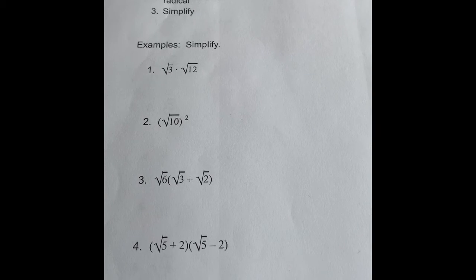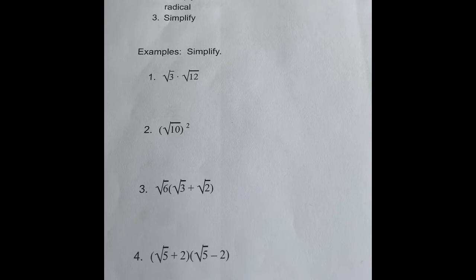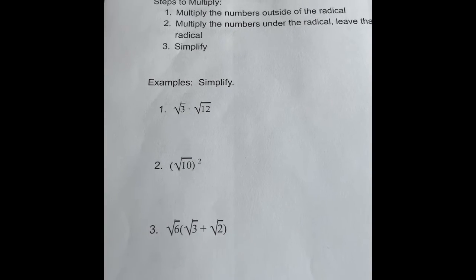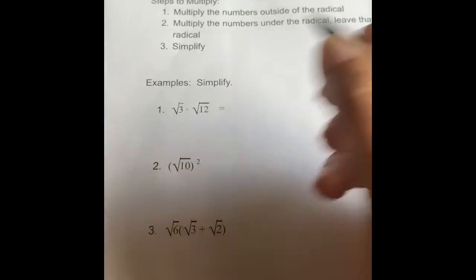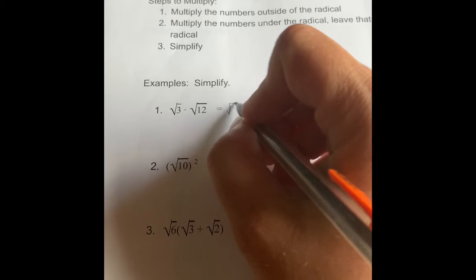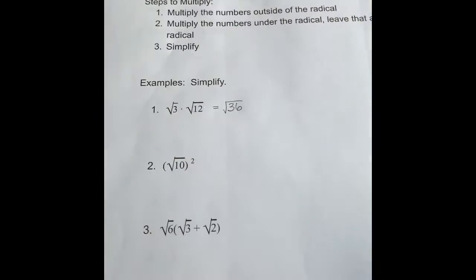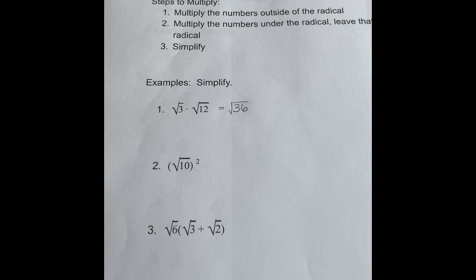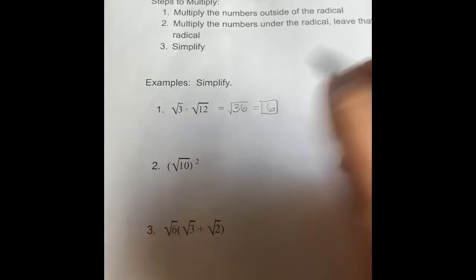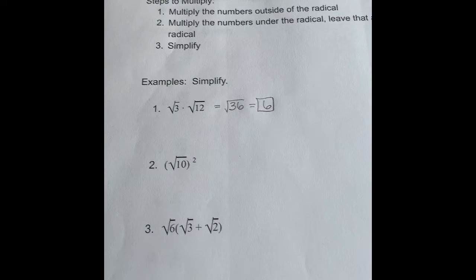So when you look at example 1, it says simplify the square root of 3 times the square root of 12. So all we're going to do, since they both have the same root, we're just going to multiply 3 and 12. So 3 times 12 is 36. So we have the square root of 36. Well, we know from the past that the square root of 36 is 6. So 6 is just our final answer.